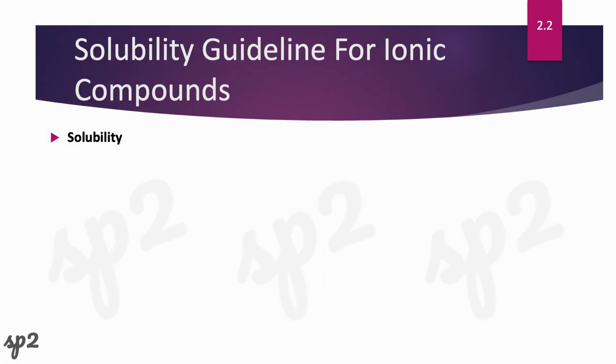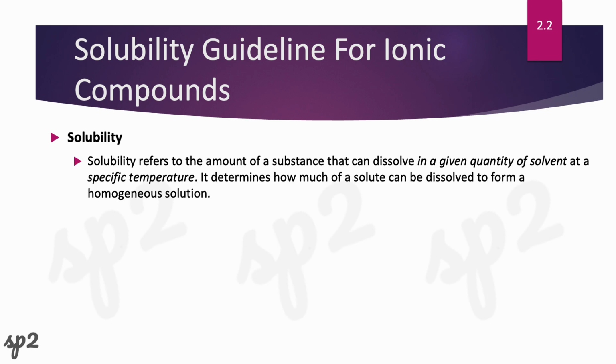Okay, now we're going to be looking at the solubility guidelines for our ionic compounds, and I'm going to start with the definition of solubility. Solubility refers to the amount of a substance that can dissolve in any given solvent at a specific temperature. So if I change my solvent or if I change my temperature, I'm going to have a different solubility. Think about solubility as the dissociation of your solute in order to form a homogeneous solution.